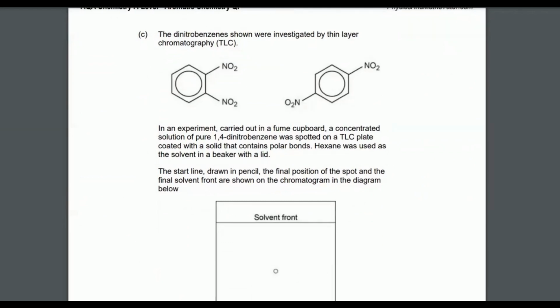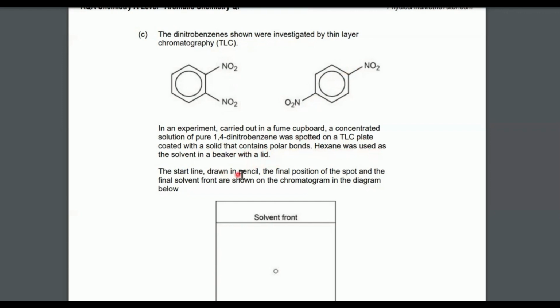The dinitrobenzenes shown were investigated by thin layer chromatography, known as TLC. We've got 1,2-dinitrobenzene and 1,4-dinitrobenzene shown here in a diagram. In an experiment carried out in a fume cupboard, a concentrated solution of pure 1,4-dinitrobenzene, that's the one on the right, was spotted on a TLC plate coated with a solid that contains polar bonds.